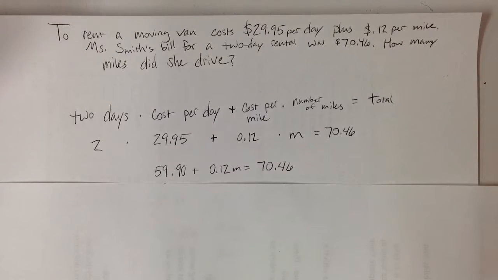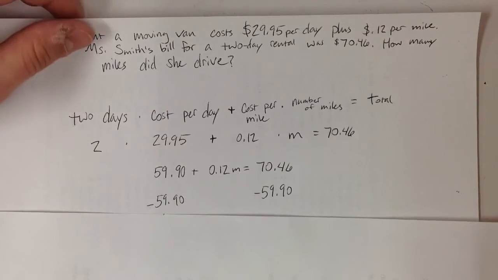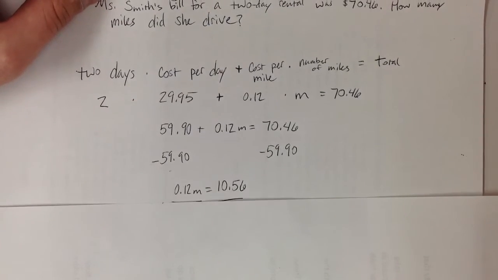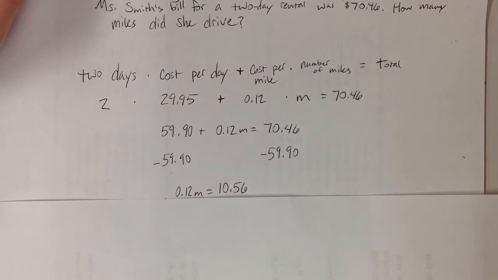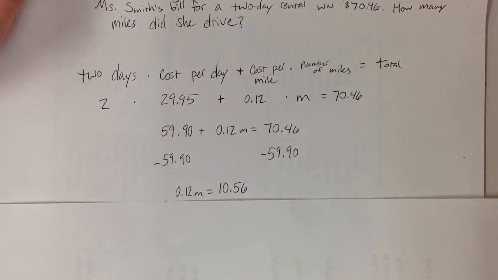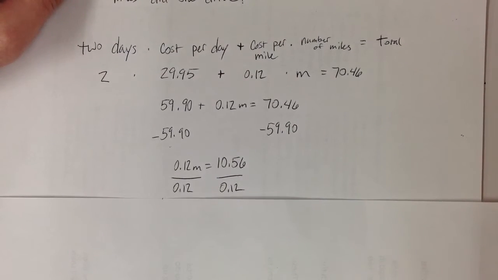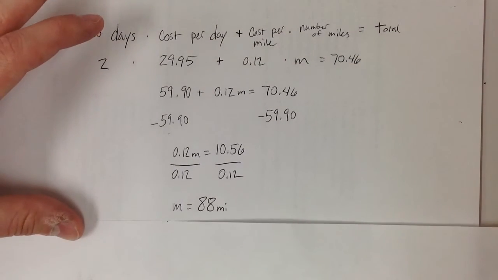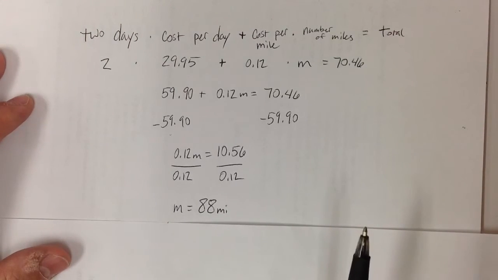When I'm solving, I do the opposite of the order of operations. So I'm going to have to subtract each side by 59.90 first before I can divide. So I do that, and I get 0.12 m equals 10.56. And so the opposite of multiplying in this case would be to divide each side by 0.12. And so I do that, and my answer is 88. And so I know that she moved 88 miles, so that's how far the van drove.